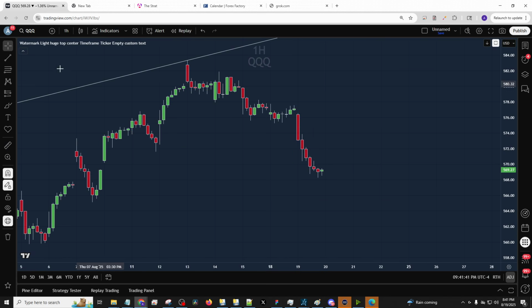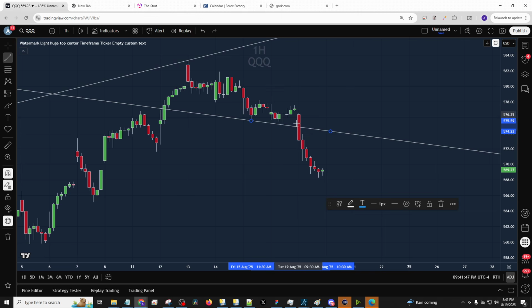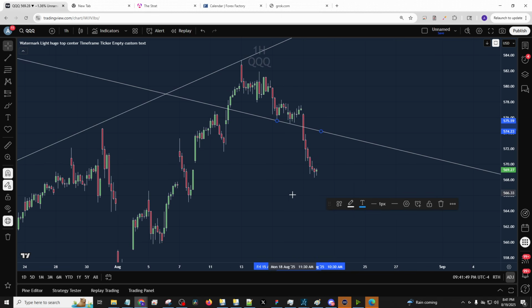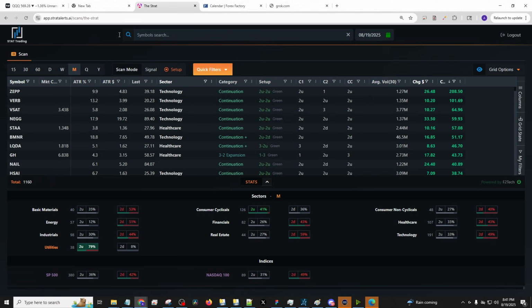Compare that to the Qs yet this morning. You're going to see really tiny broadening formation in here, but they get down here, extend the range. So we'll see if this can continue, but that's the main thing. Now, that being said, let's hop to the scanner.